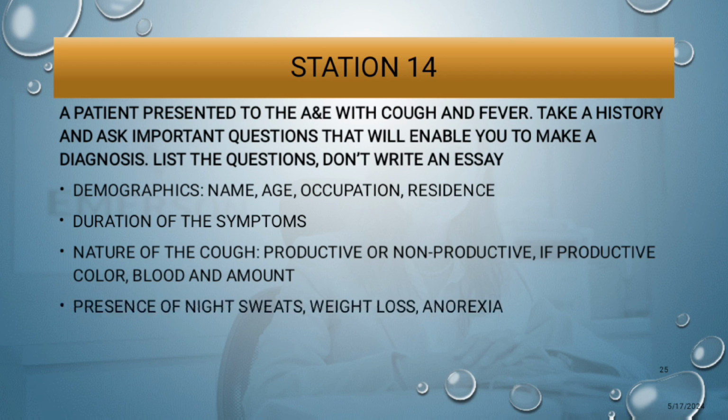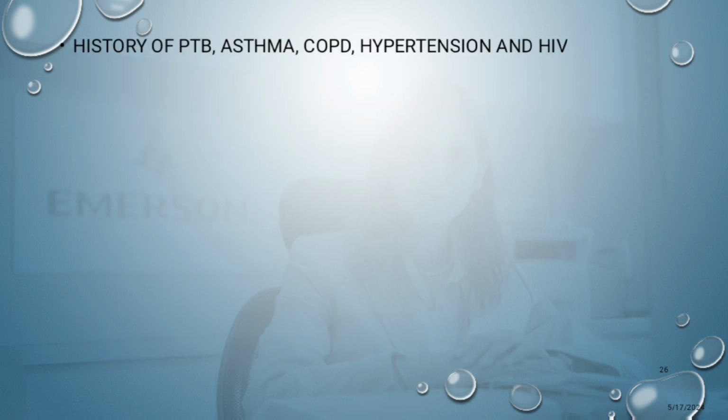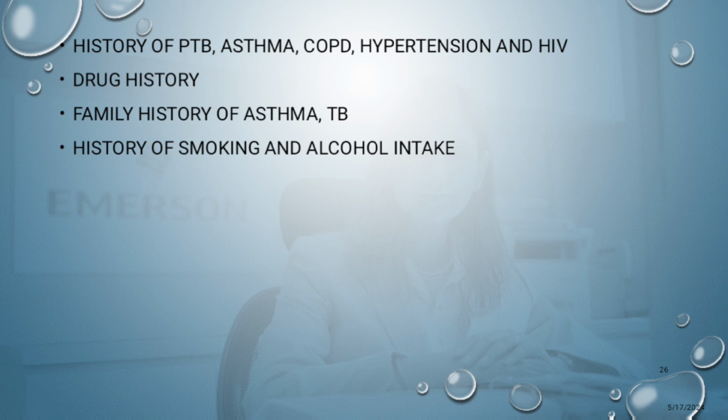Okay. And then presence of night sweats, weight loss, and anorexia. Any presence of other symptoms such as chest pains, shortness of breath, orthopnea, PND, fatigability, palpitations, leg swelling. Okay. As for any history of TB, asthma, COPD, hypertension, and HIV, that's past medical history. Then for drug history, ask if the patient has been on any drugs recently. Okay. Family history, ask for any family history of asthma and then TB contact. Okay. Then ask for any history of smoking or alcohol intake.